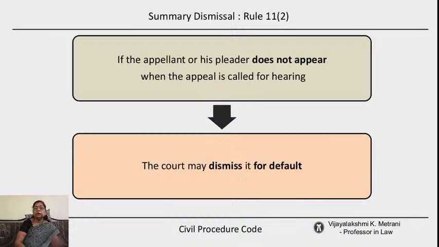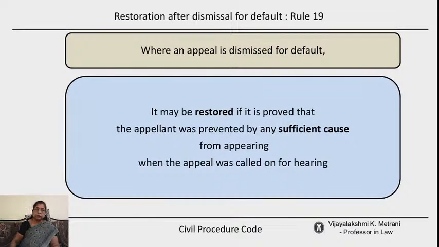Suppose the court calls for summary dismissal and the appellant does not appear, or his pleader does not appear, then the court may dismiss for default. Just like how a suit may be dismissed for default when the plaintiff does not appear, in the same way if the appellant does not appear, the appeal can be dismissed for default on the first hearing itself. Then under rule 19, if it is dismissed for default, the appellant may apply, showing sufficient cause, to restore the appeal once again.